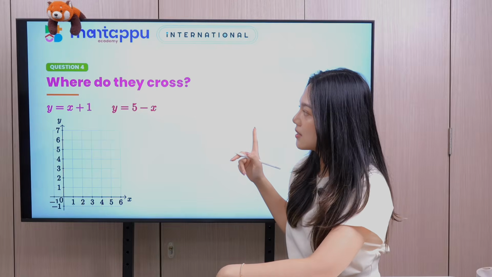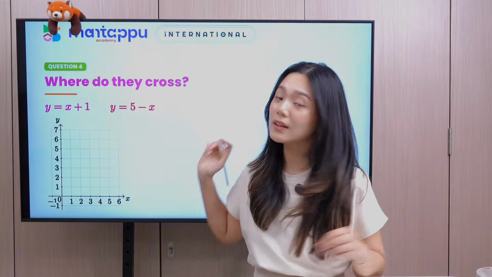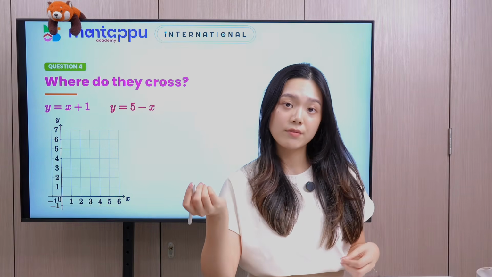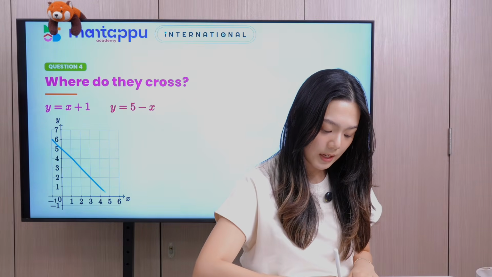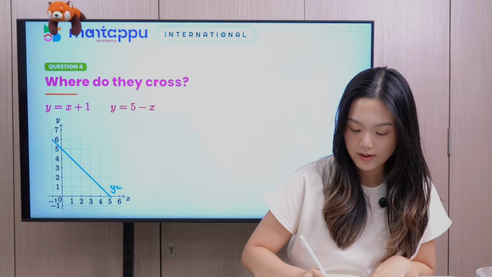5 minus x is a line actually from our previous question. So let's plot that out first. We have the line. We already have our table of values from the previous question. So I know my line will look like this. Y equals 5 minus x.